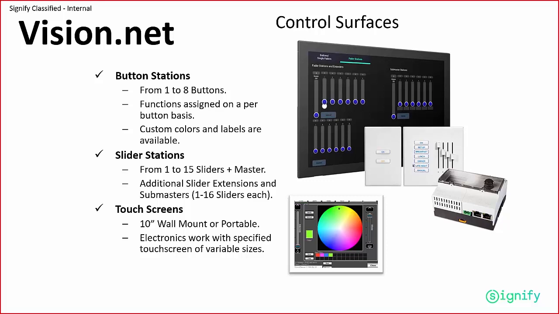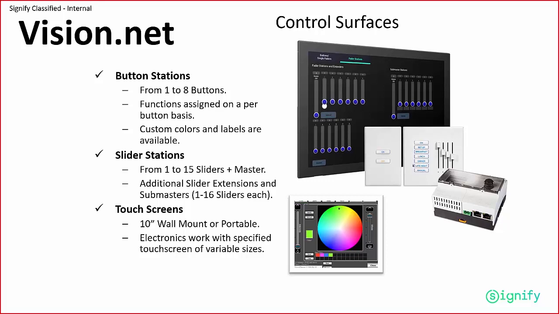The button stations can be purchased with just one button or up to 8 buttons per single gang station. The hardware itself has all of the guts for all 8 stations. It's just how many of them you expose with button covers on the front. Functions can be assigned on a per button basis. Custom colors for the covers and labels are available.